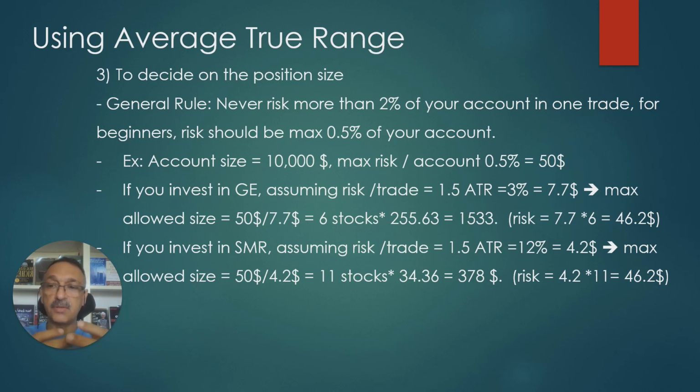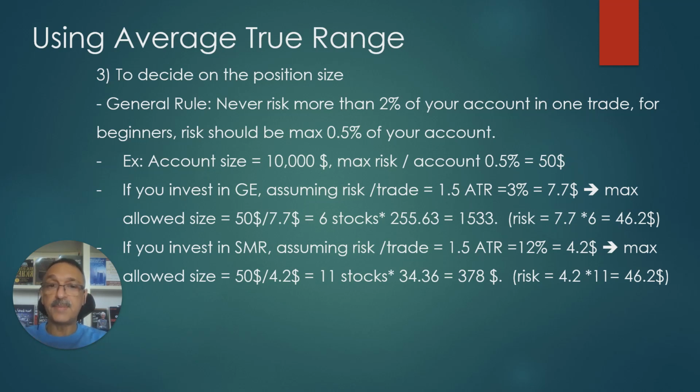So how can you decide on the position based on the risk size? Let's assume that you are going to invest in General Electric, for example. We have seen that the 1.5 ATR is 3%, which is about $7.7 versus the stock price of that day. Then if you divide the 50, which is the risk size for your trade, over the 7.7, which is the risk size for one stock, then you are going to arrive at 6 stocks. This is the maximum number of stocks that you can buy.